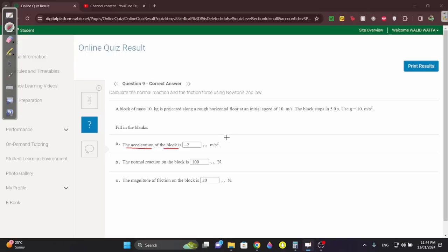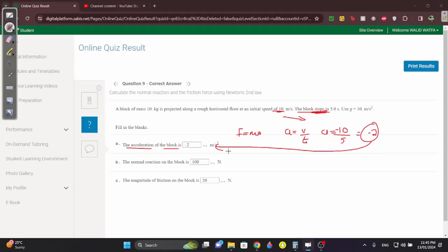Usually we use F equals ma and find the acceleration by dividing force by the mass. In this case, we don't have the force, so instead we use acceleration is velocity divided by time. The velocity change is negative 10, sorry, because it stopped. It's slowing down, so it's negative 10. Over the time, which is 5 seconds, you get negative 2 meters per second squared.